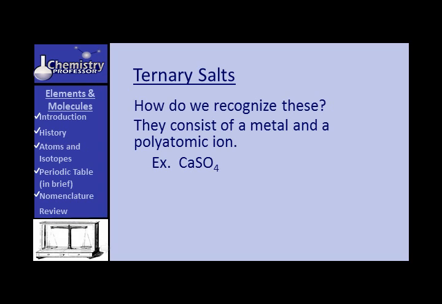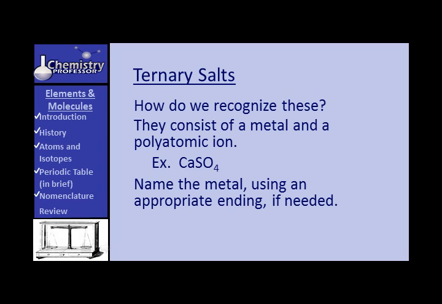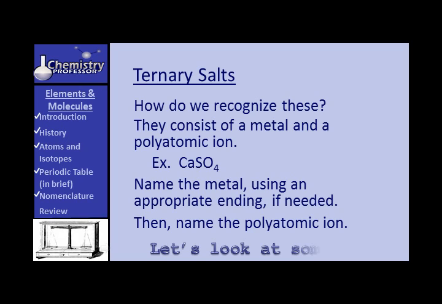Now the way you go about naming them is this. You name the metal, and if the metal happens to be a multivalent metal, then use an appropriate ending to indicate which oxidation state it is, or use Roman numerals, but only do that if it's a multivalent metal. Then you name the polyatomic ion or the radical. Let's look at some.